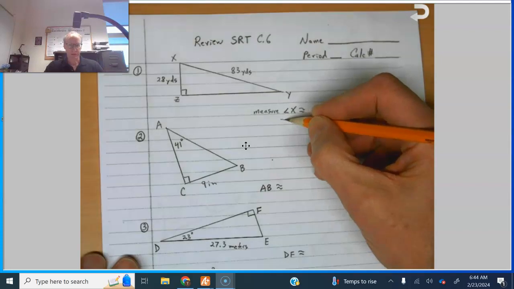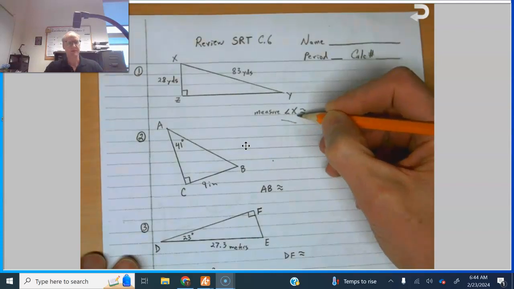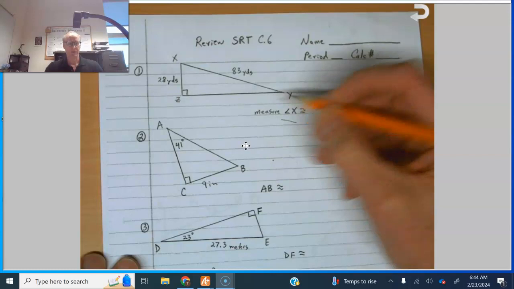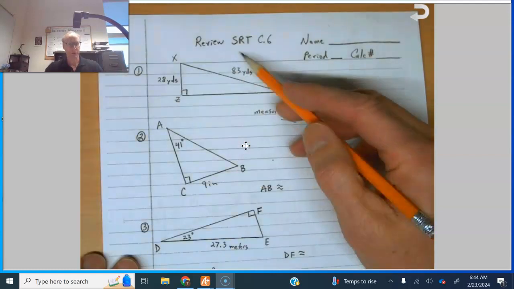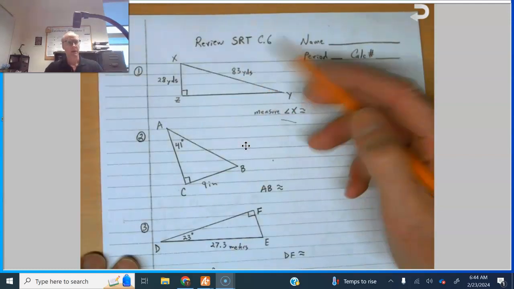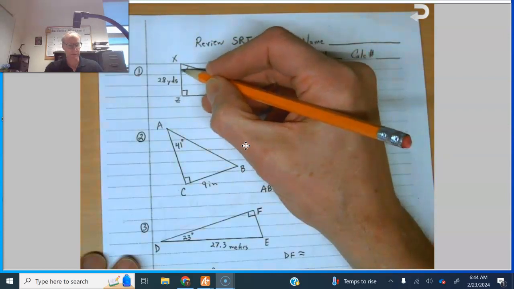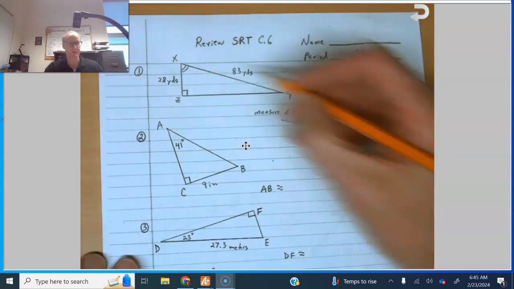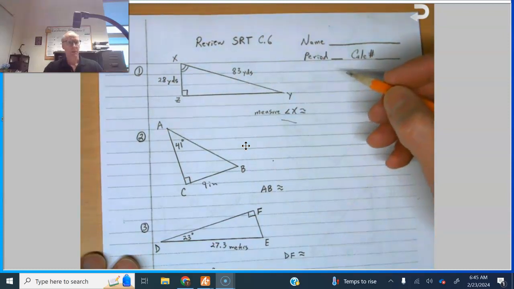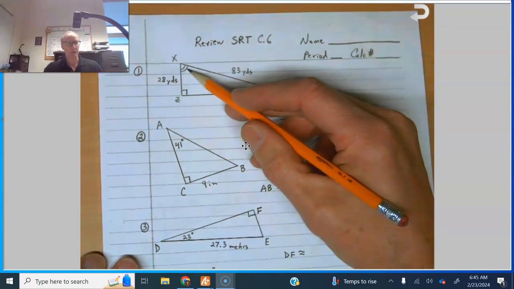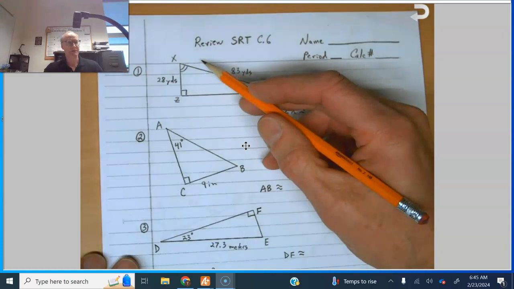We're interested in angle x. We want to find the measure of angle x, and we know two sides of a right triangle. I'm going to mark angle x. This is my reference angle. I'm going to give it a couple of little marks there so you can see it good. Now, based on this angle, I'm going to identify my sides.